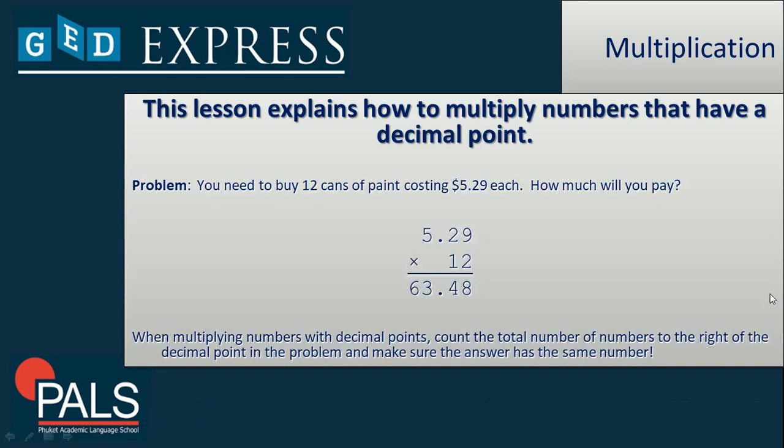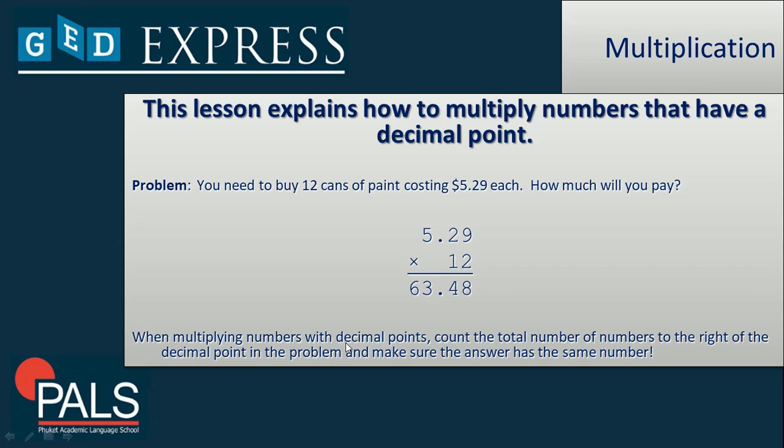Now, we proceed with multiplication. Now, suppose we have here a problem. According to this, you need to buy 12 cans of paint costing $5.29 each. So how much will you pay? So the single item costs $5.29, so you will multiply that by 12.